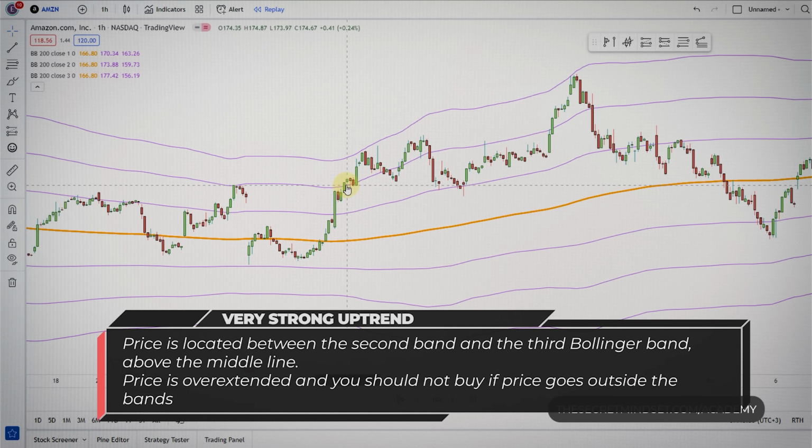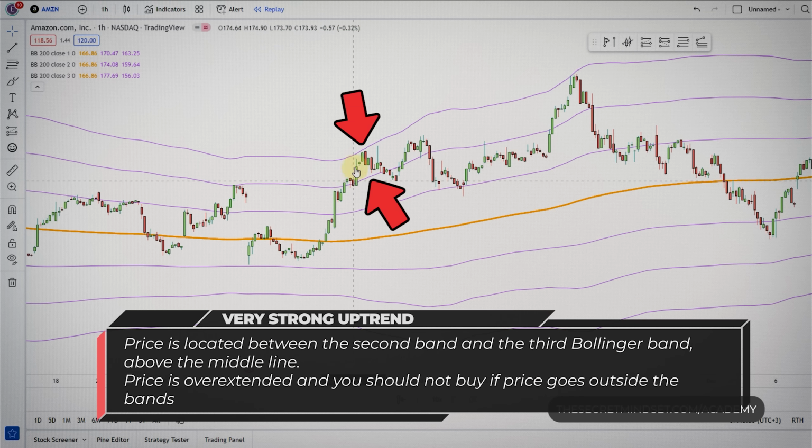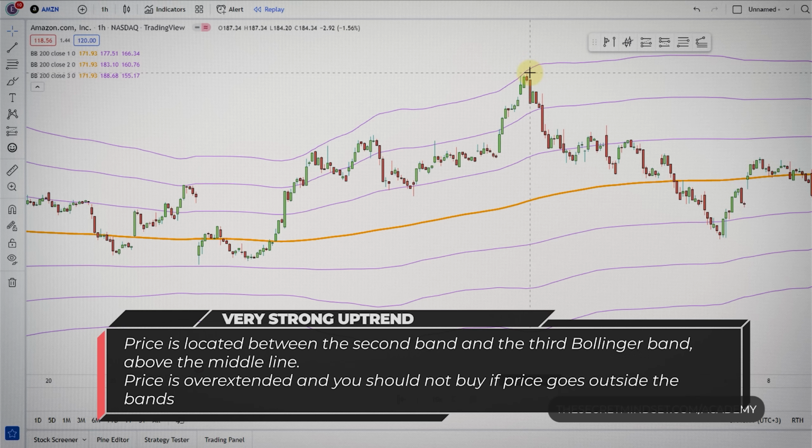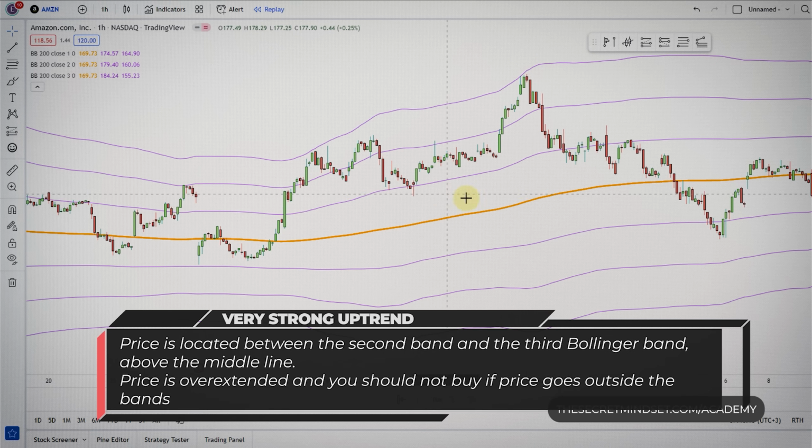When price is located between the second band and the third Bollinger Band, above the middle line, we have a very strong uptrend. Price is overextended, and I would avoid buying if price goes outside the bands. In this area, if you are experienced, you could look for divergences to find reversal signals. Again, we'll talk about this later.